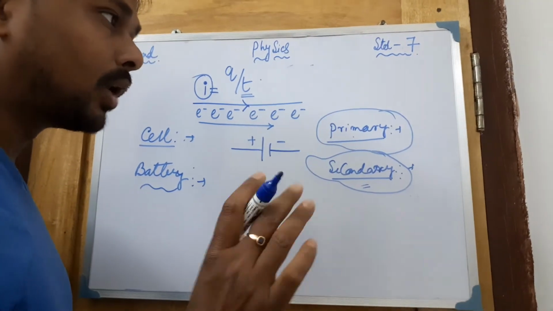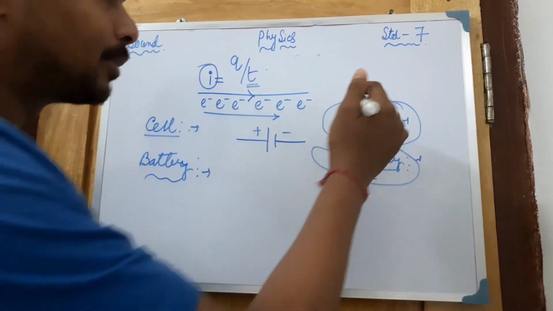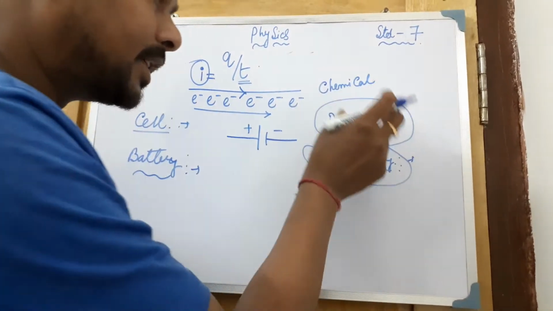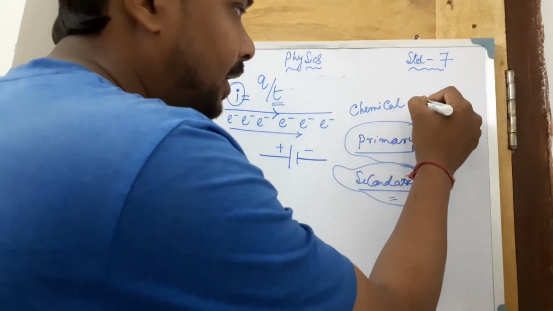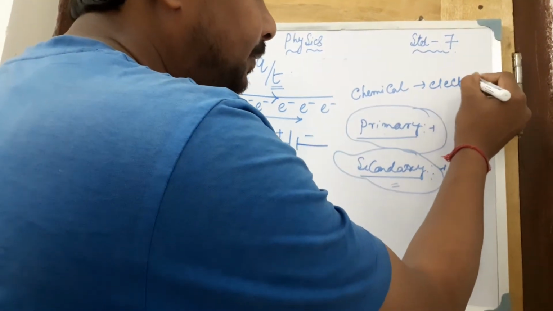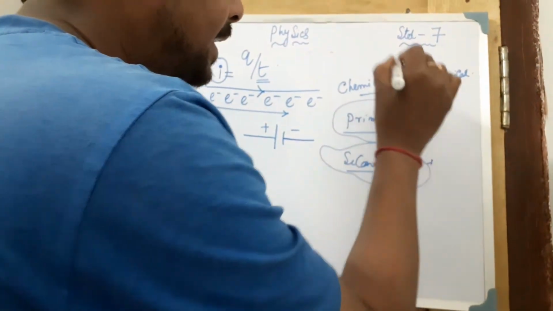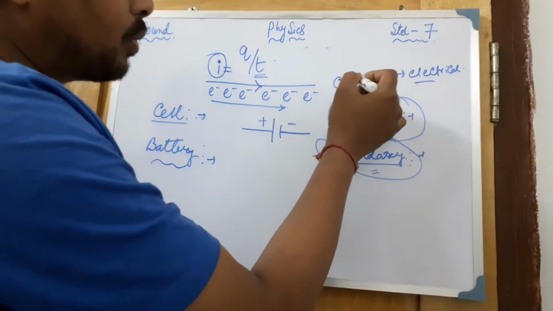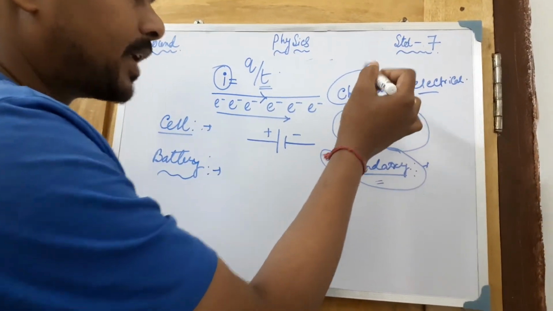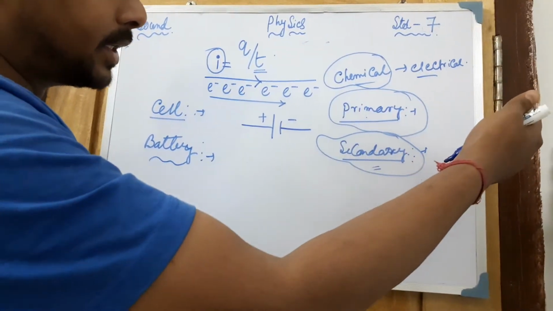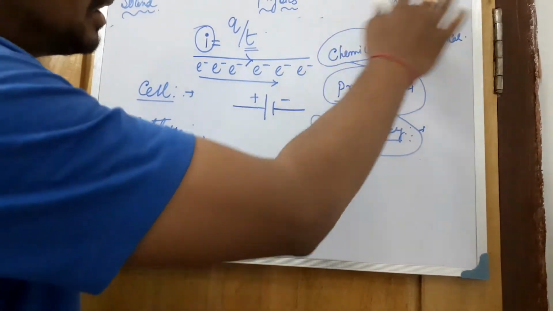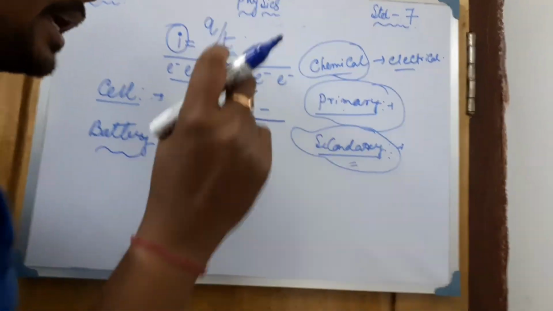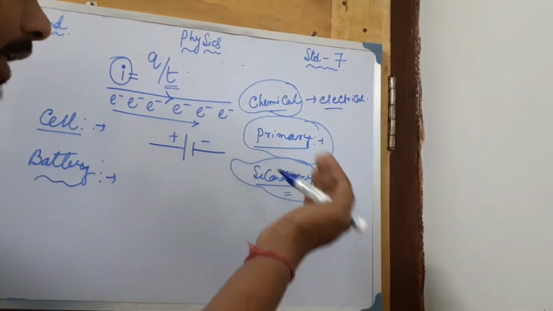In a primary cell, what type of energy is converted to what type of energy? The chemical energy, which is already present in the cell, is converted to electrical energy. In the case of the secondary cell, what happens? As long as this chemical energy is present, it can give electricity. Whenever it is finished, it will not be able to give electricity. So this one is irreversible. Irreversible means you can't reverse it back.